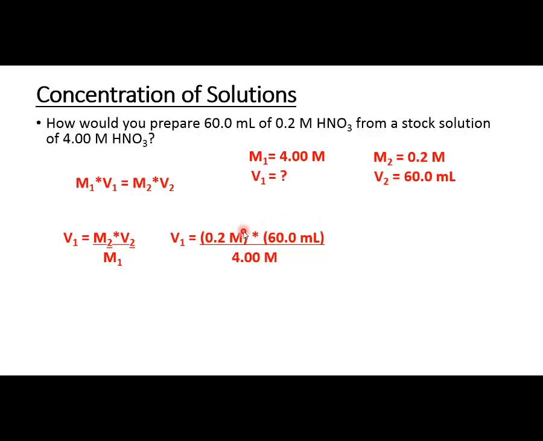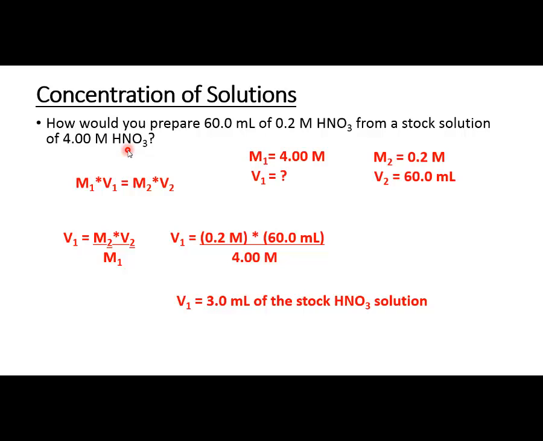Okay, so I go ahead and take the final molarity and the final volume. So 0.2 molarity times 60 milliliters. I divide by the stock solution molarity, the initial molarity of 4. That gives me a V1 of 3.0 milliliters. So that tells me I should use 3.0 milliliters of the stock nitric acid, the concentrated solution.